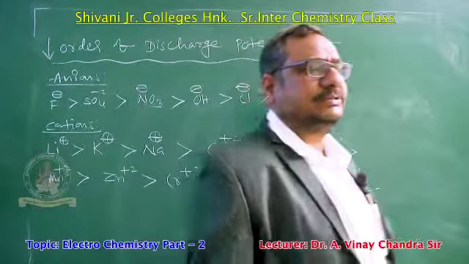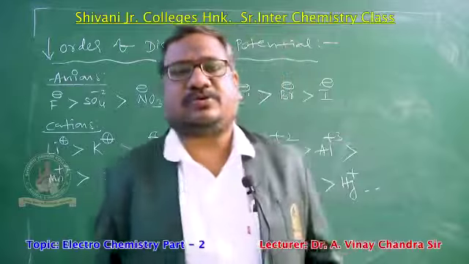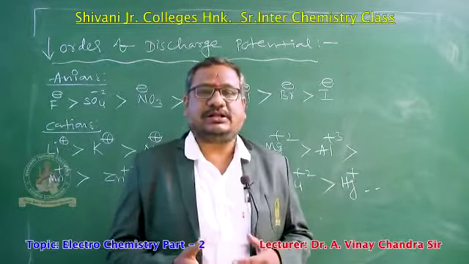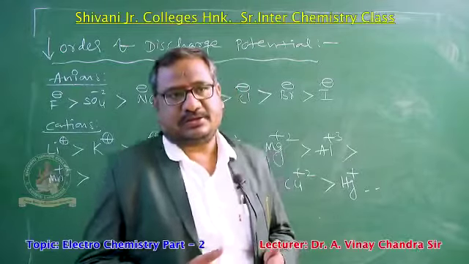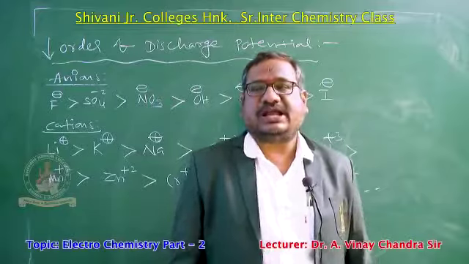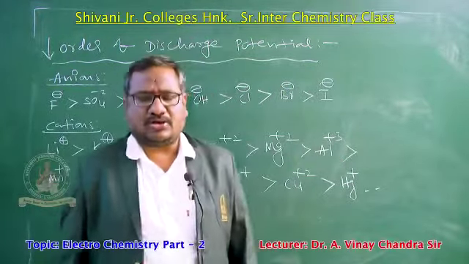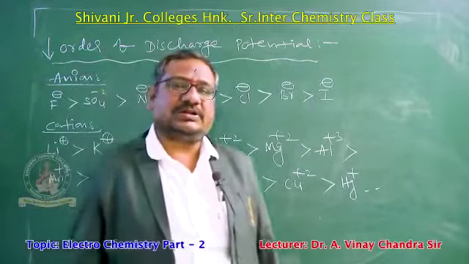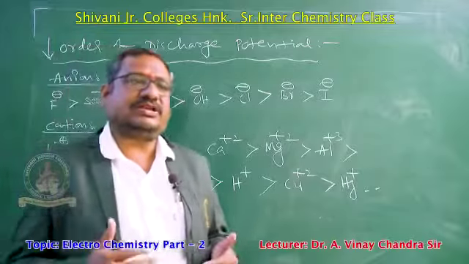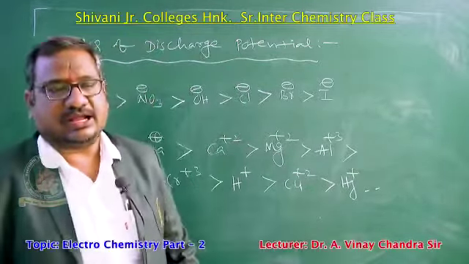Good morning, students. In the last class, we discussed electrolytes and the types of electrolytes. Electrolytes are of two types. The compounds which undergo ionization are called electrolytes, and the compounds which do not undergo ionization are non-electrolytes. Electrolytes are again divided into strong electrolytes and weak electrolytes, and the mechanism was also discussed in the last class.